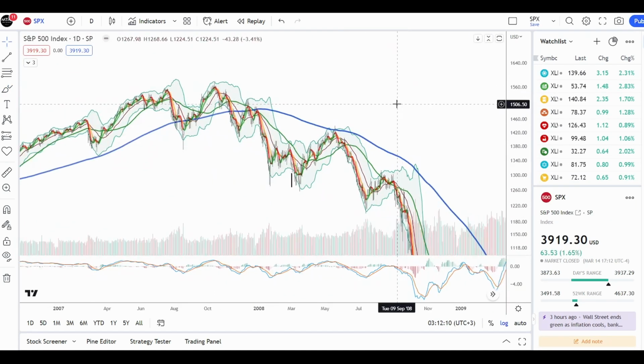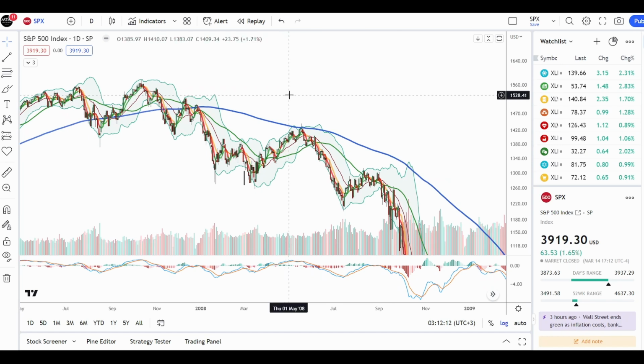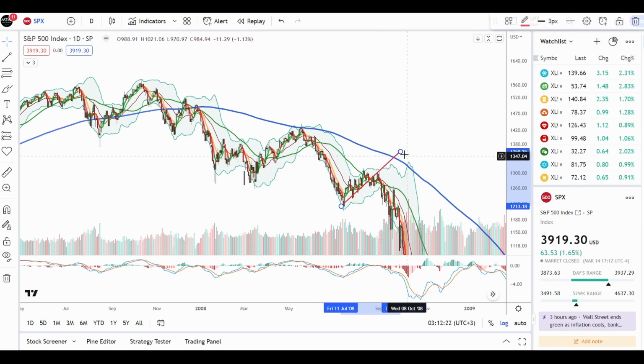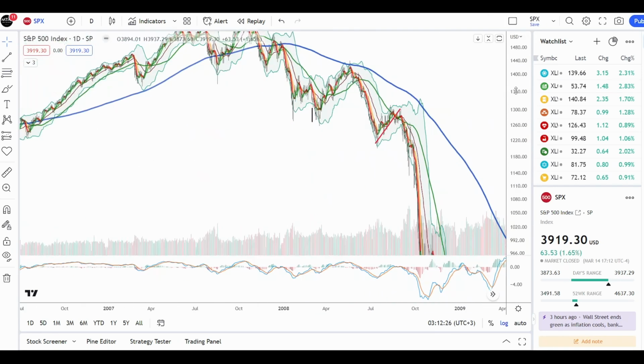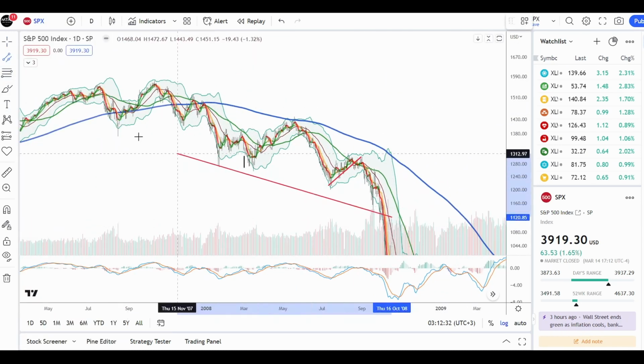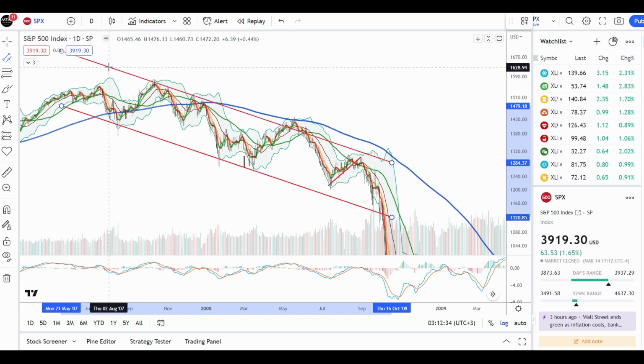Why do I say this, guys? Because it happened in every bear market since 2000. Here's an example: steep rally, boom, now a shallower rally, then an even shallower rally, very weak, very anemic, and then the S&P 500 ends up breaking below this channel.